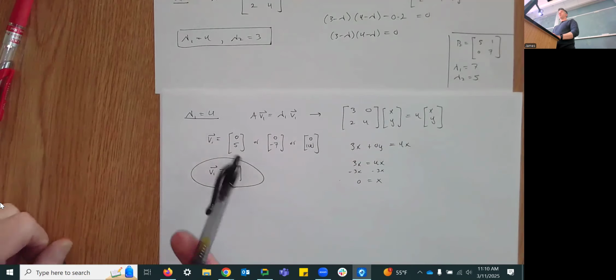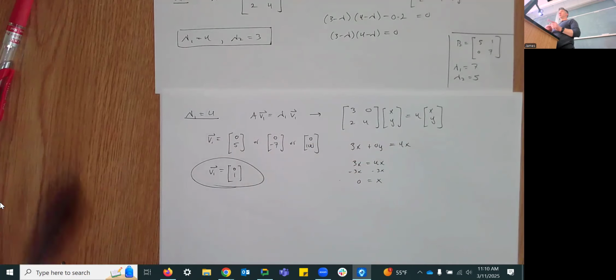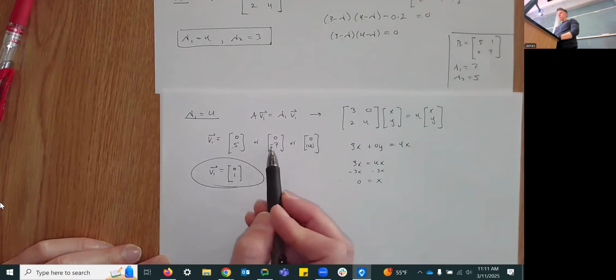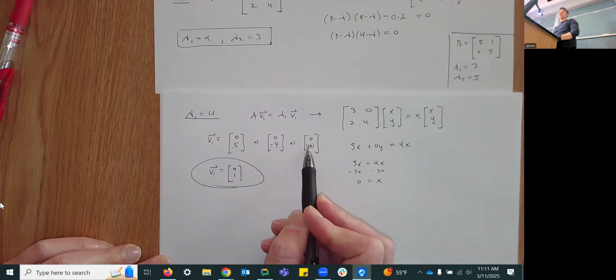All these eigenvectors point in the same direction. 0 to the right and 1 up, or 0 to the right and 5 up, or 0 to the right and 100 up, or 0 to the right and, well, 7 down points in the opposite direction, but that's the same enough. So once you have an eigenvector, any multiple of it is also an eigenvector for that same eigenvalue.